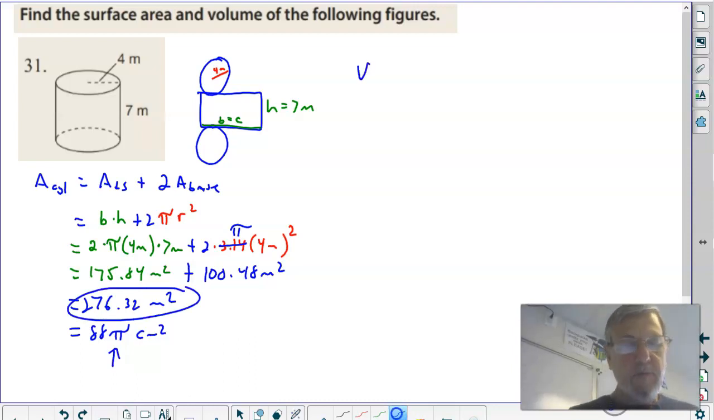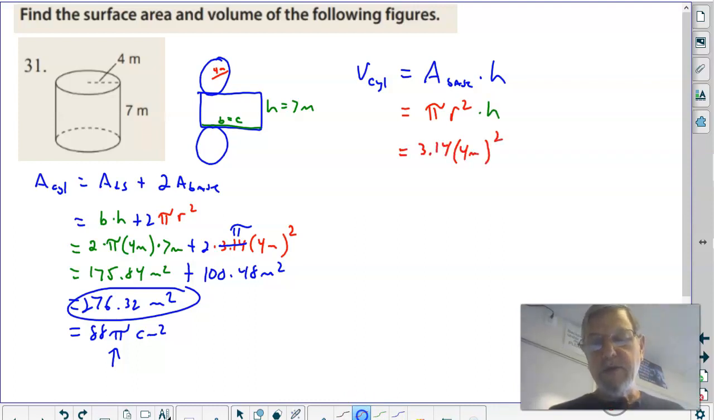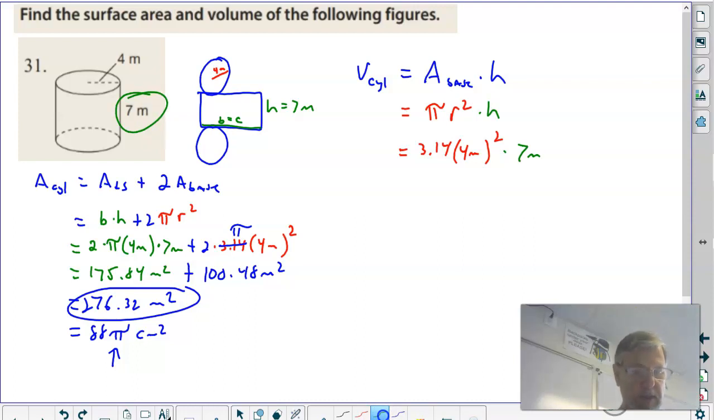All right, volume of a cylinder is, again, two bases, so area of the base times the height. What kind of base do we have? A circle, so that's going to be pi r squared, and the height is the height of the cylinder. Okay, pi 3.14, what's our radius? 4 meters squared, and what's the height of the whole cylinder? 7 meters. So 16 times 7 times 3.14, and I get 20, that can't be right.